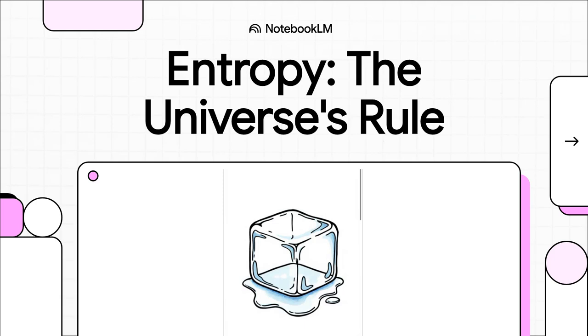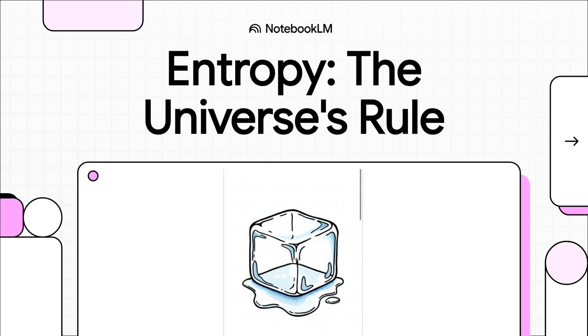You ever notice how some things just happen? Like an ice cube always melts in a warm room, right? But you'll never see a puddle of water just decide to freeze itself back into a cube. Or how a drop of ink spreads out in a glass of water, but it never ever gathers itself back into a perfect little drop. Well, there's a reason for that.